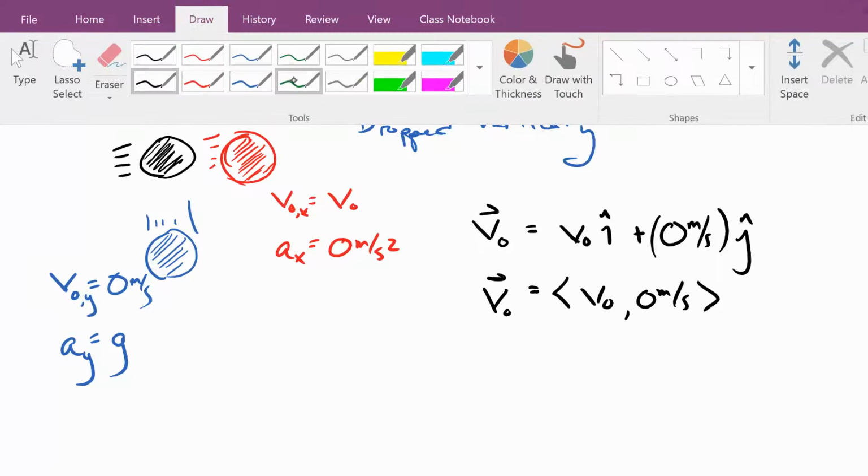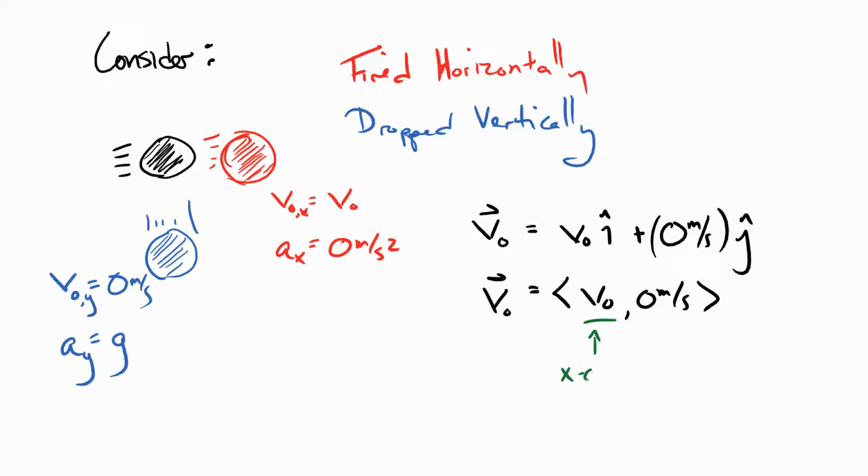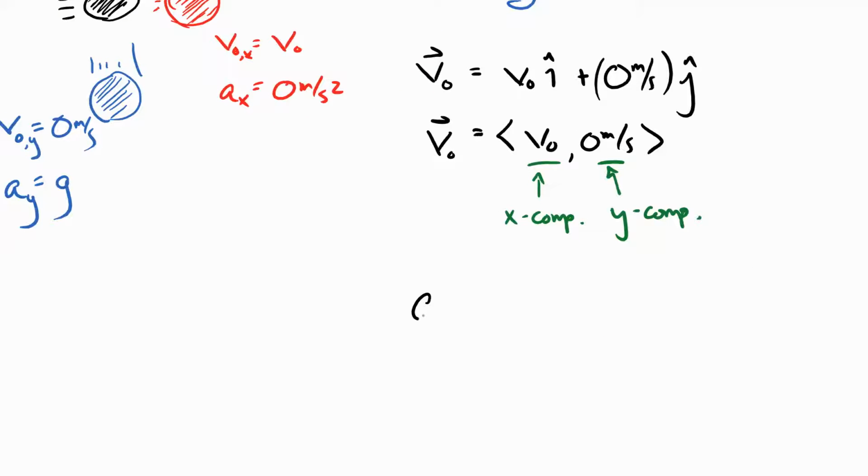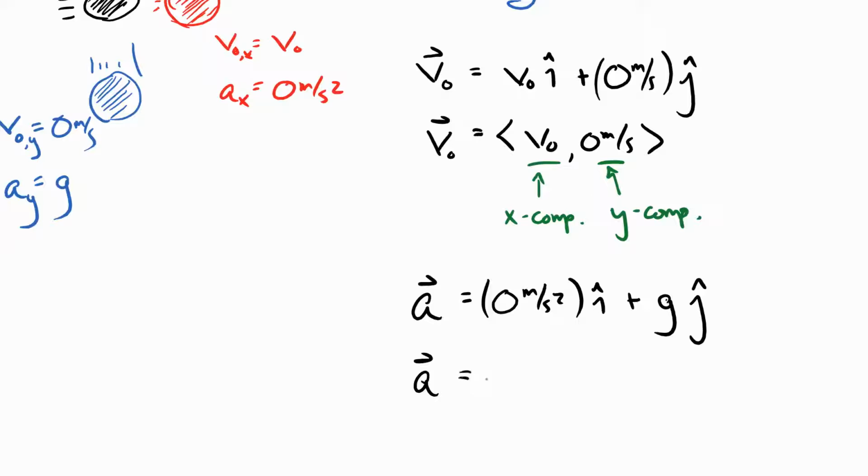where this is the x component of my vector. This is the y component. So similarly, the acceleration would then be 0 meters per second squared i hat plus g j hat. Or, in bracket notation, 0 meters per second squared, comma, g.